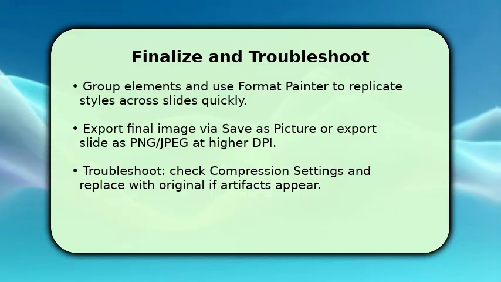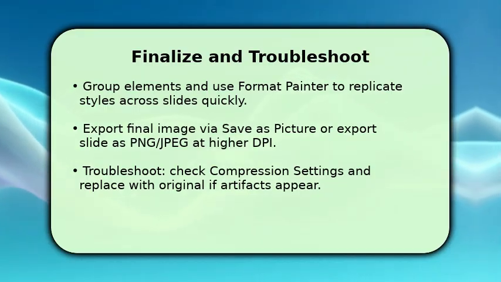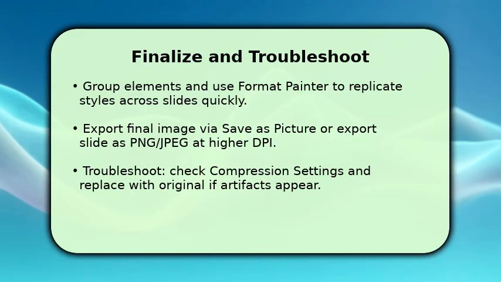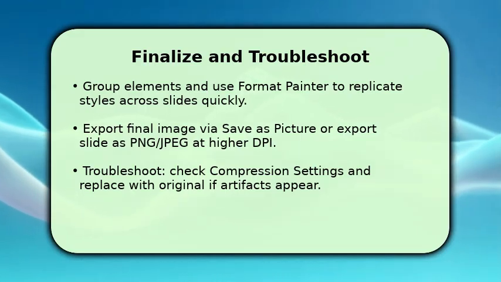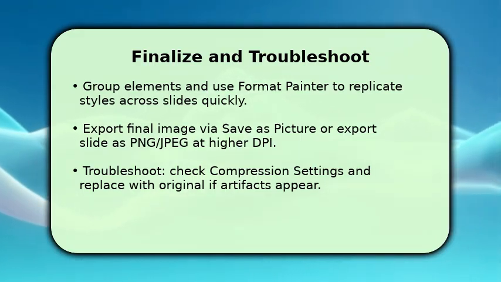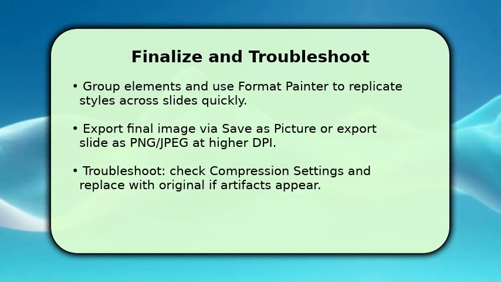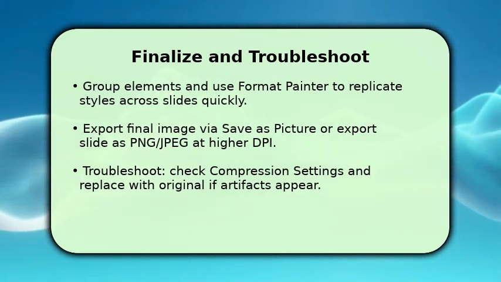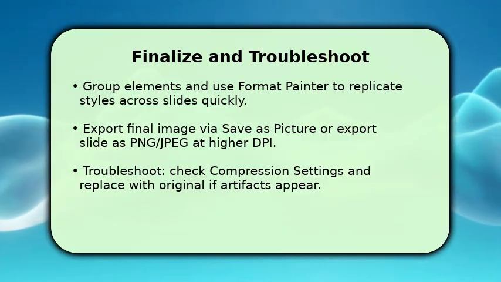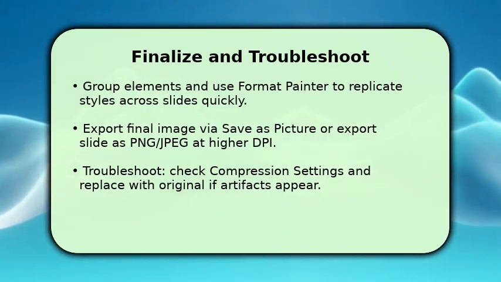When ready, export the image with Save as Picture or export the slide as PNG/JPEG and choose higher resolution for print or screens. If you see banding or blurry detail, make sure PowerPoint compression is off in File Options Advanced. If artifacts persist, reopen the original file and redo edits at full resolution.